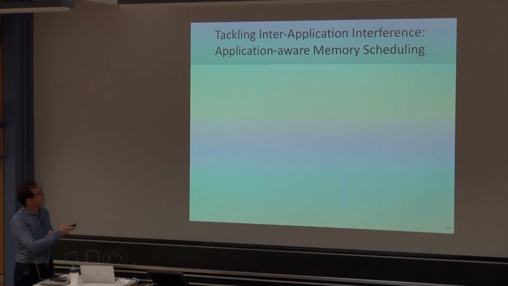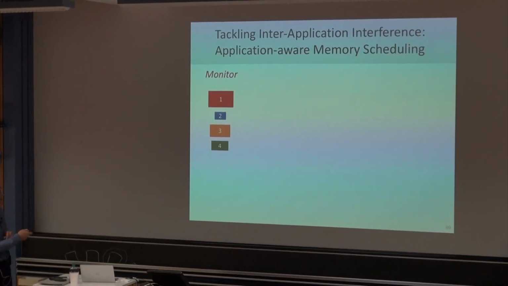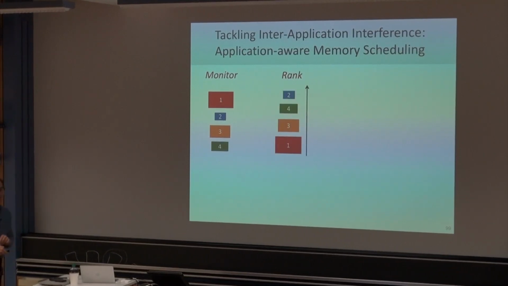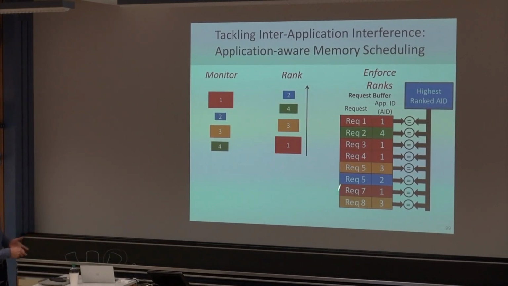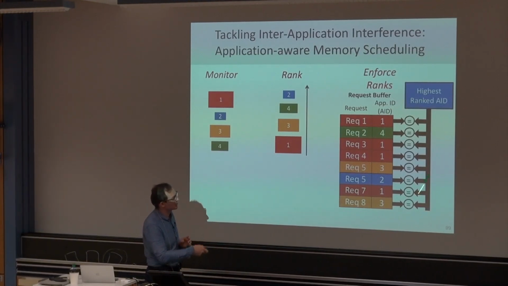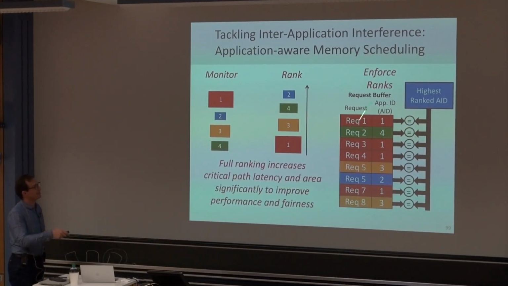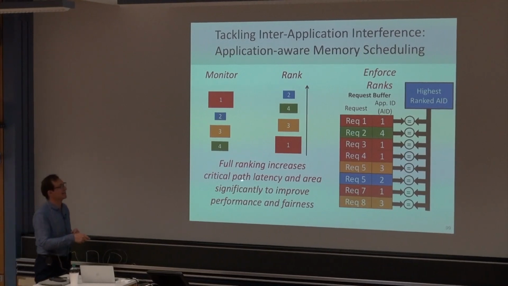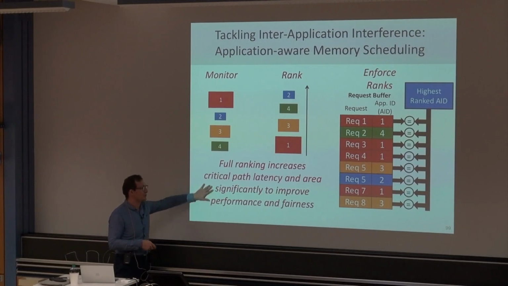Okay, so basically, all of the previous schedulers that I just described, what they do at a high level is they monitor application behavior and they rank threads. STFM doesn't exactly work this way, but others actually form a ranking of the threads. And then they enforce the ranks. Enforcing the ranks actually is not easy, so you need to do this sort of search. You can simplify it, but the memory scheduler becomes more complex. Computing the rank is actually complex also. So if you do full ranking of the threads, this increases the critical path latency and scheduler area. It does improve performance and fairness.